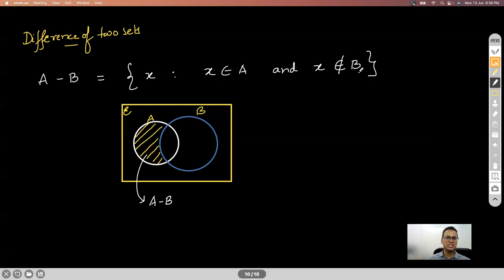Now please understand this. By the very definition of A minus B, you can also write it as A intersection with B complement. See, it should be present in A and not in B. So A minus B is the same as saying A intersection B complement. Very, very important identity, which is used in several places.